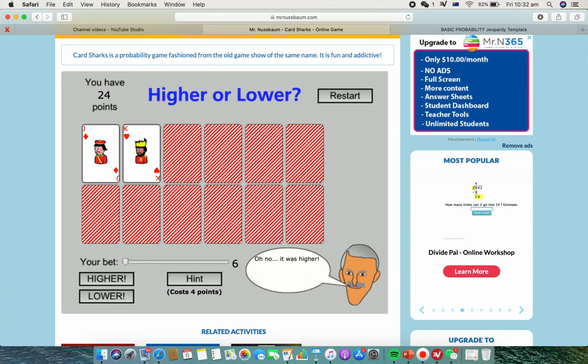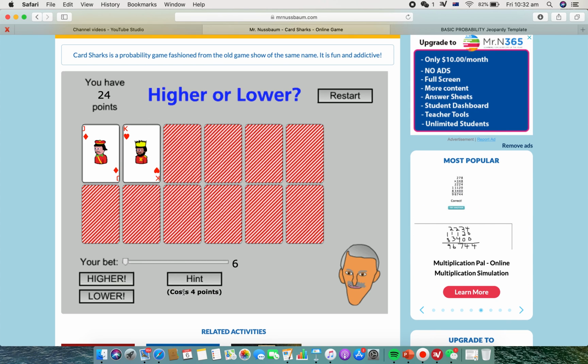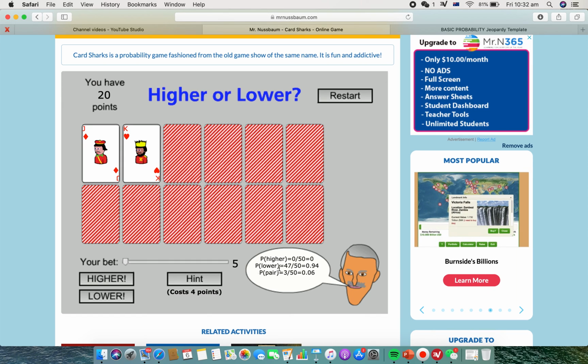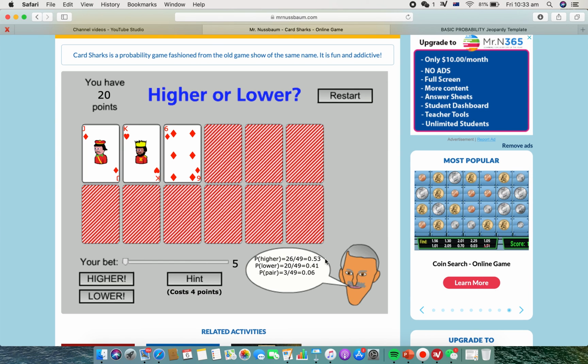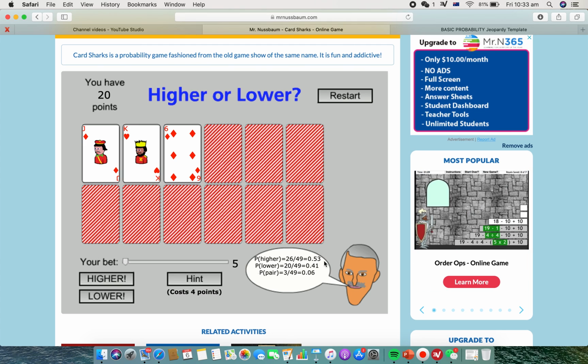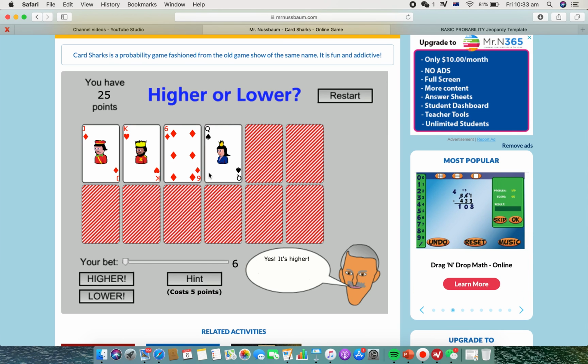Actually, it was higher, but the probability for it being lower was higher. Now, if you look at the king, let's look at the hint. So it's 94% of it being lower. So let's go with lower. That's right, here we go. Now, if you look at another hint, should we choose higher or lower? It says there's a higher percentage of it being higher. Let's go with that. Okay, it's higher.